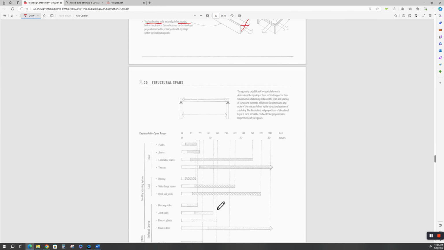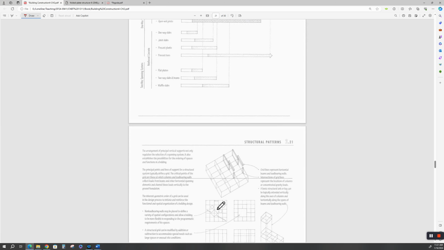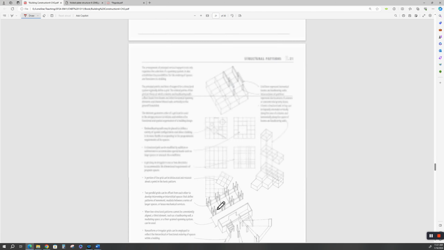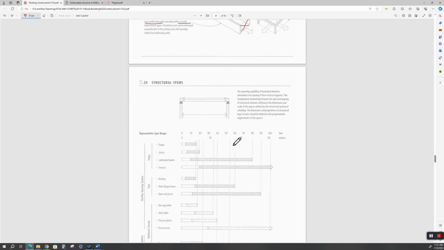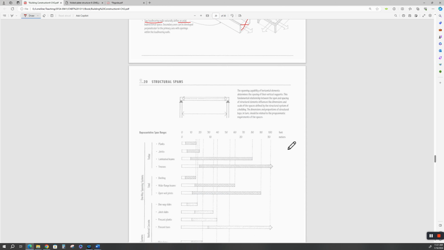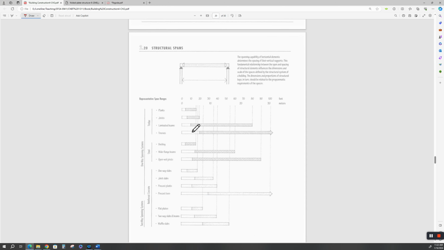Structural spans. What happens after this? Lateral stability. All right, we'll go through structural spans, and then we'll make the next video on lateral stability. This is a rule of thumb. You go by what your structural engineer says and what the loading for your building is. But this kind of gives you an idea of what timber can do.